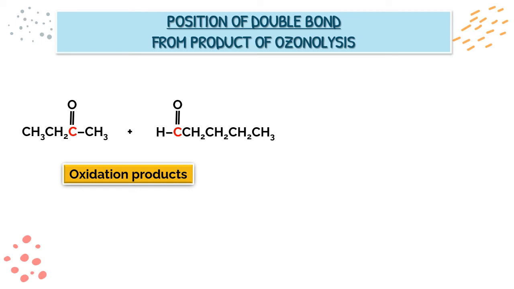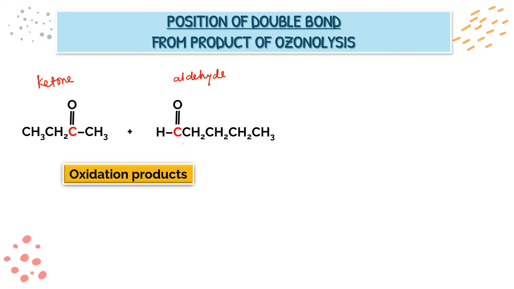So let's say this is our oxidation product. Over here we have a ketone, so this is the ketone. And then over here, we have an aldehyde. So we want to draw the alkene.